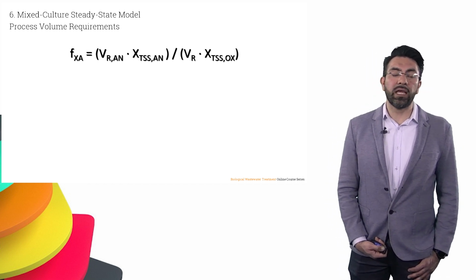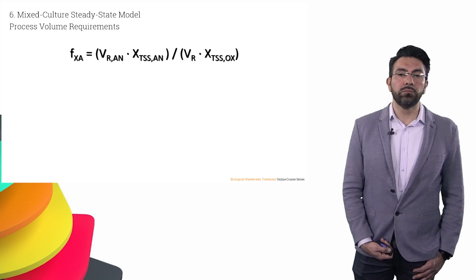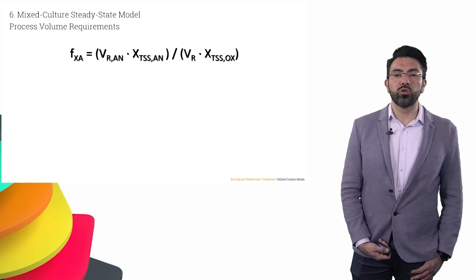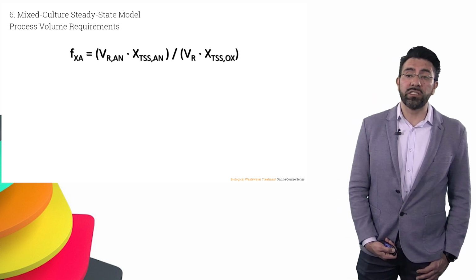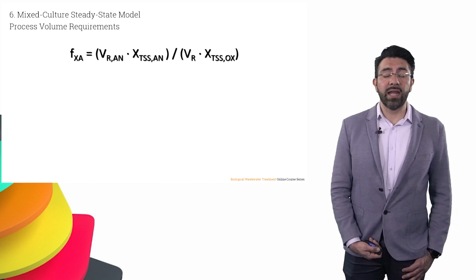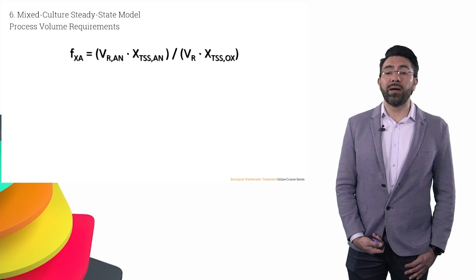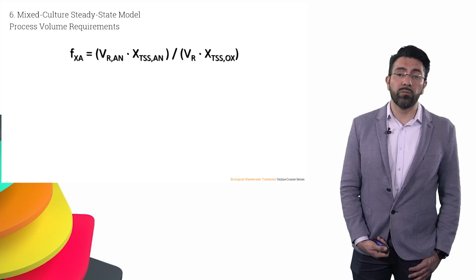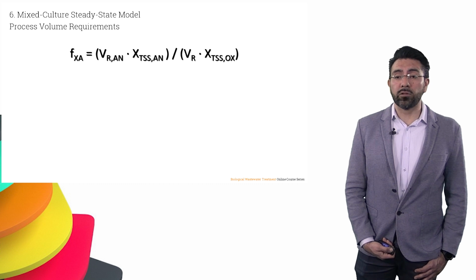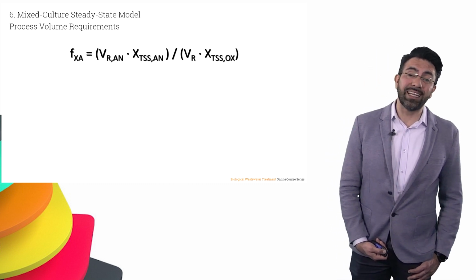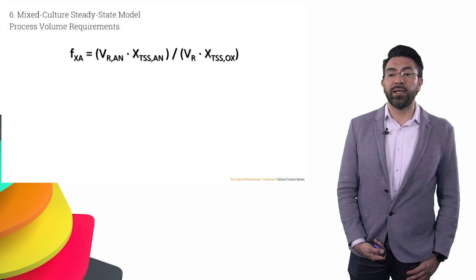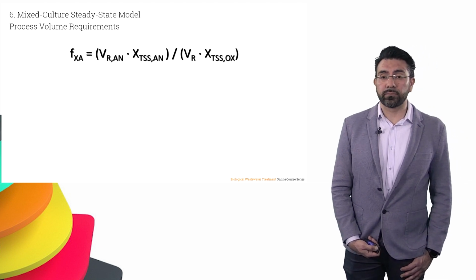That means that this fraction relates to the volume of the anaerobic reactor times the concentration of solids that we expect to have in the anaerobic reactor, divided by the total mass of solids of the system. That is the volume of the reactor times the expected or typical concentration of TSS that we have selected for the design of the activated sludge system.